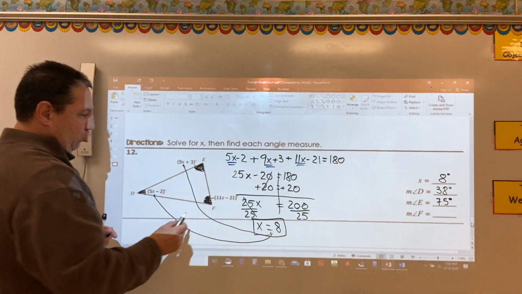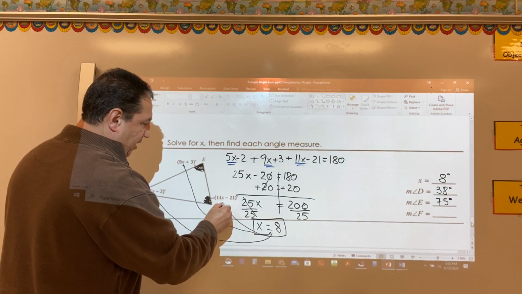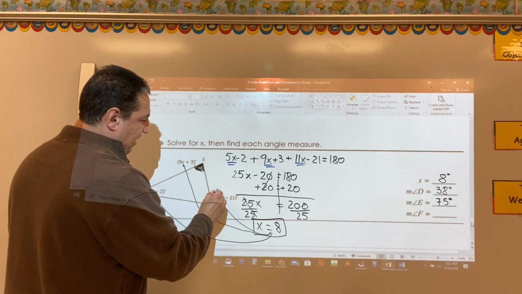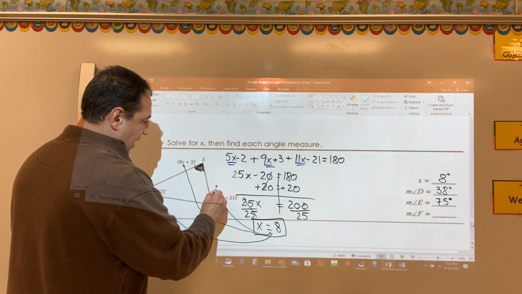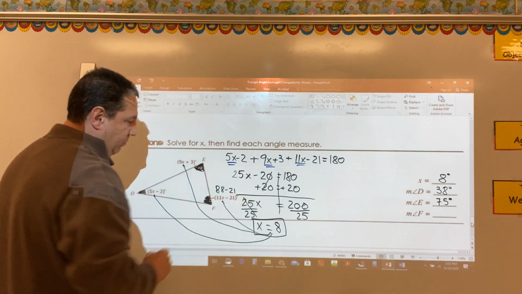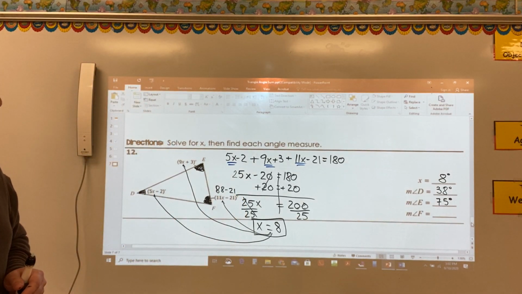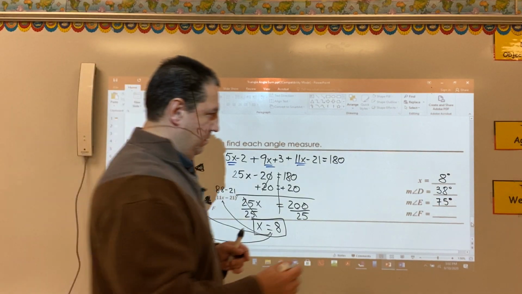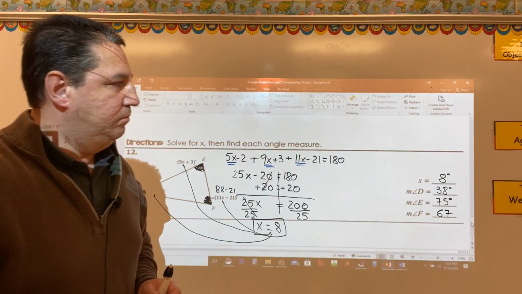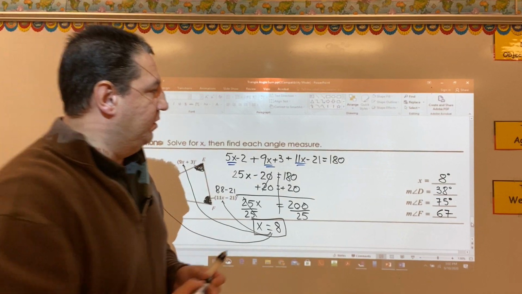And finally, the last one, we plug in here. So you're going to have 11 times 8 is 88 minus 21, which is 67 degrees.